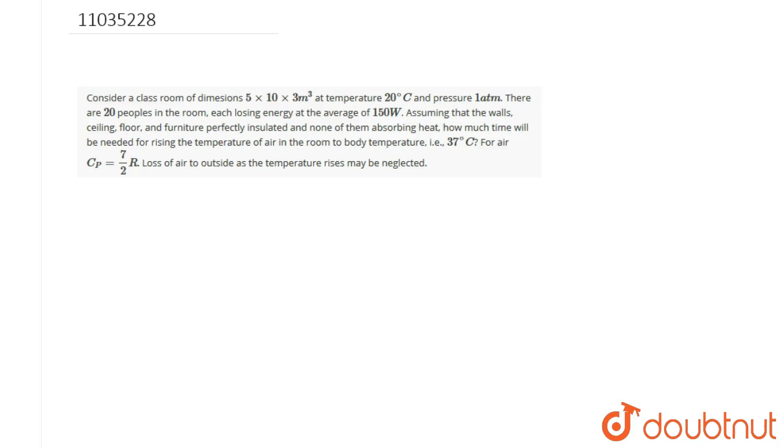So ये assume किया गया है कि the walls, ceilings, floor and the furniture are perfectly insulated and they don't absorb any energy. तो हमें इस डेटा से ये कैलकुलेट करना है कि how much time will it be needed for raising the temperature of air in the room to body temperature, जो कि दी हुई है 37 degrees Celsius, and for air the Cp value दी हुई है, that is 7/2R, and loss of air to outside as the temperature rises may be neglected.